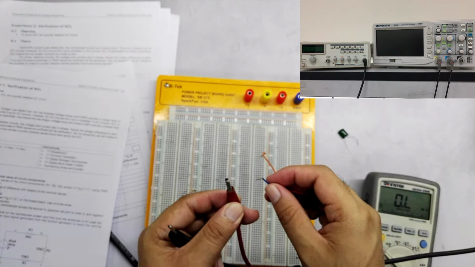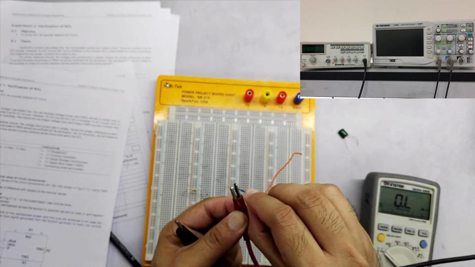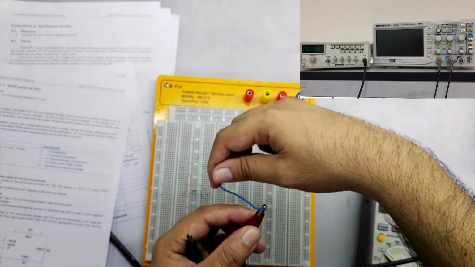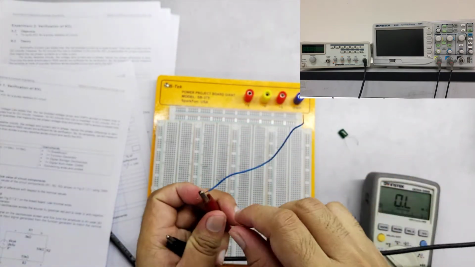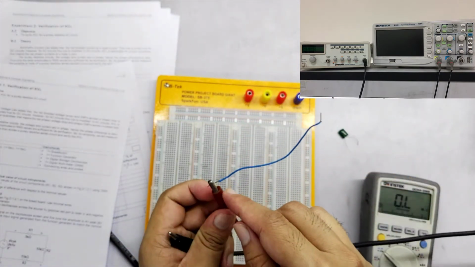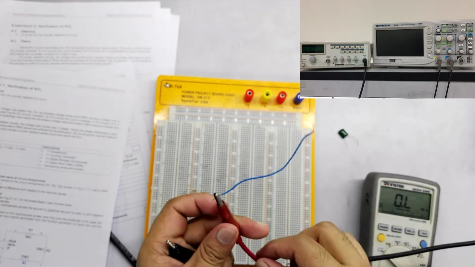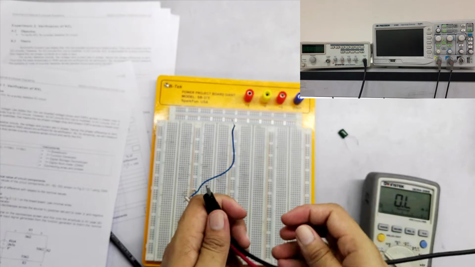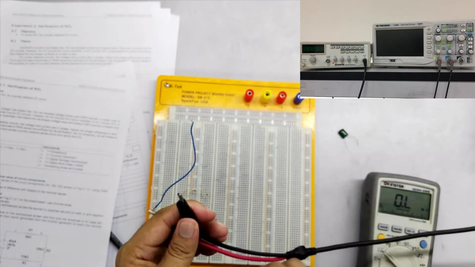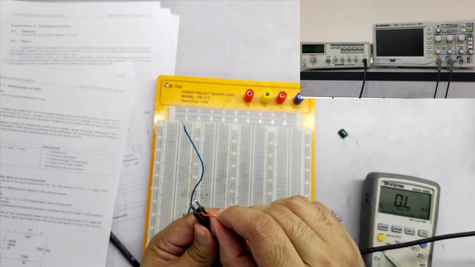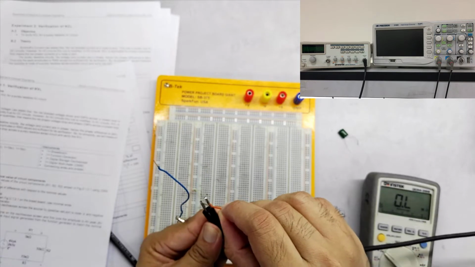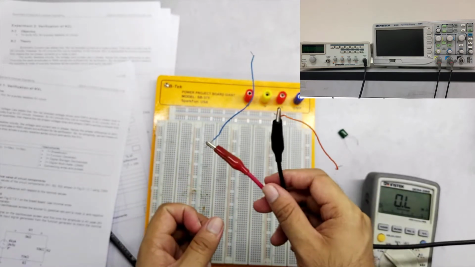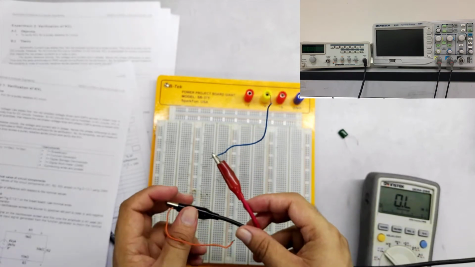So I open the clips and place a connecting wire. Be warned, don't wrap wires around like this. This can cause breakage, and it will harm your readings and experiments. Same for the black clip. I open the clip and place a wire. Okay, so now our wires are ready for connecting.